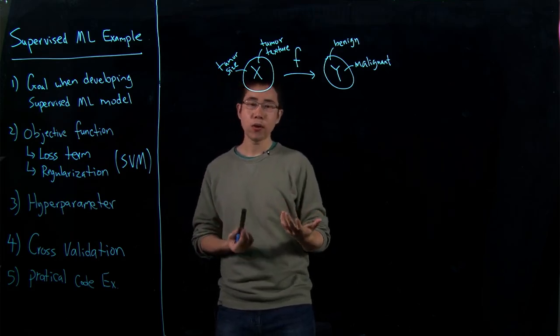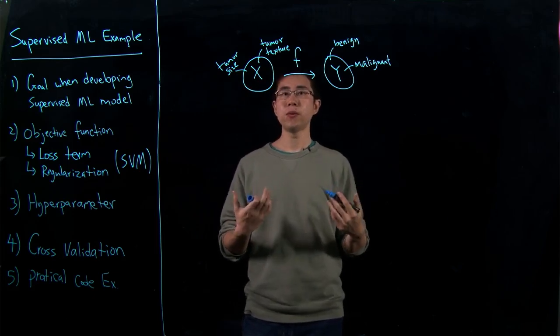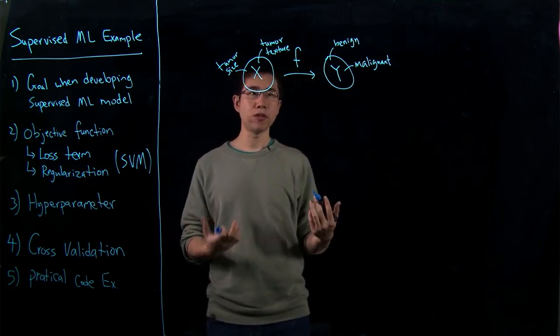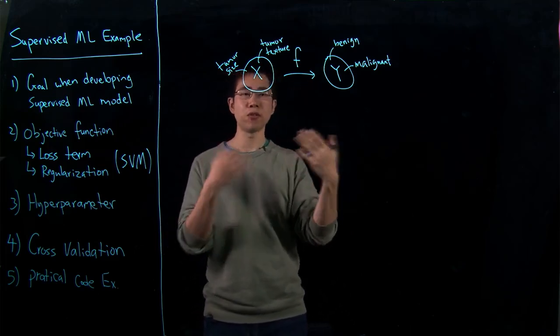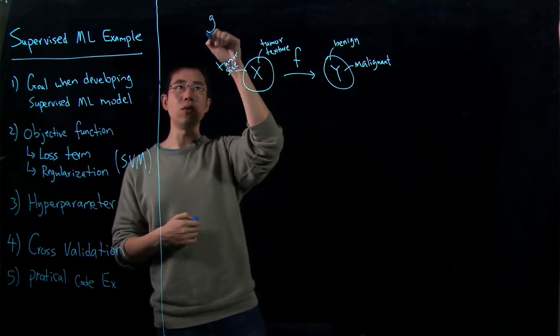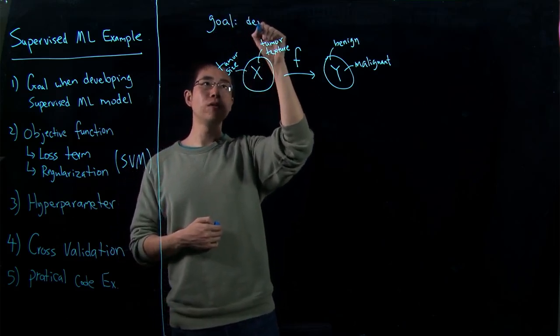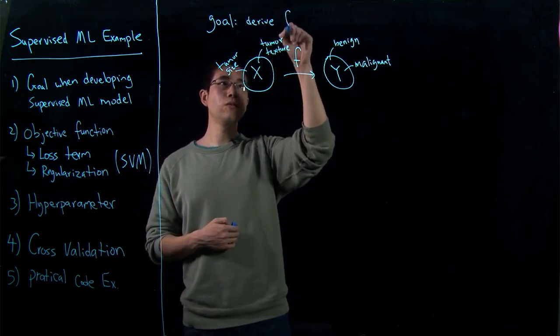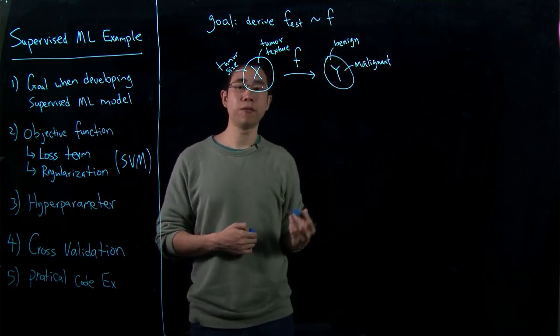And our goal with our supervised machine learning model is to be able to derive a function f estimate that approximates f so that we can describe the relationship between X and Y. So our goal is to derive a function f estimate that approximates f.